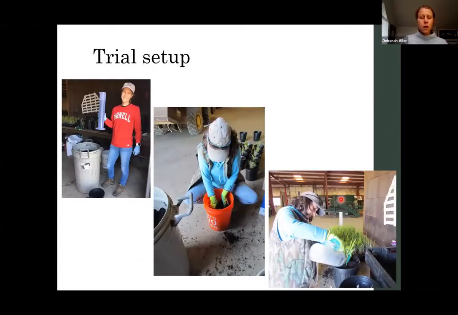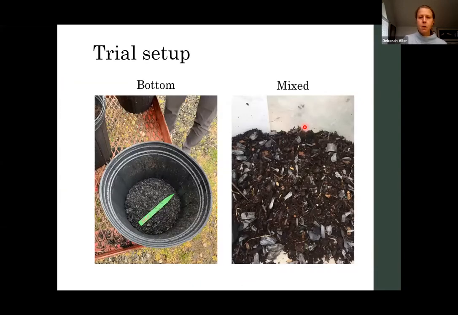Just a couple pictures of the setup of our trial, the measurement. We use a simple volume basis for 1.5 gallon pots, figuring out what percent would be 10, 20, and 30. Mix that in for the mixed biochar treatments, and then we planted 1-year plugs. This is just looking at the panicum plantings there.